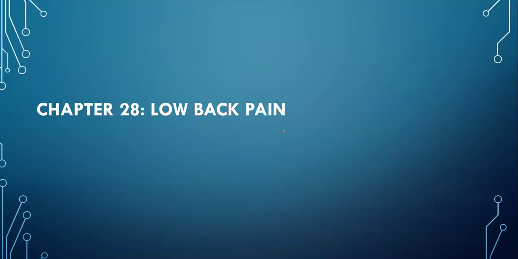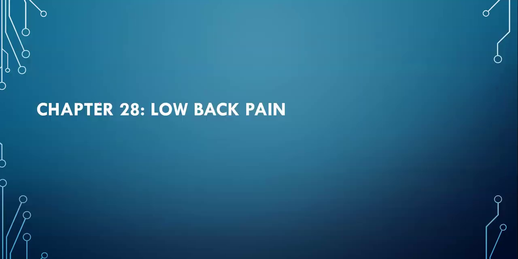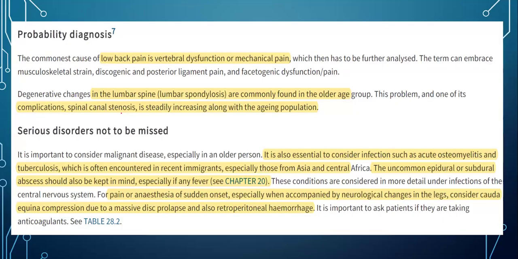Okay, moving on to chapter 28, low back pain. Very important, low back pain. There are a lot of questions which come from here. The commonest cause of low back pain is vertebral dysfunction, or mechanical low back pain. That's sometimes asked in the exam: what is the commonest cause of low back pain? Vertebral dysfunction is the main cause.